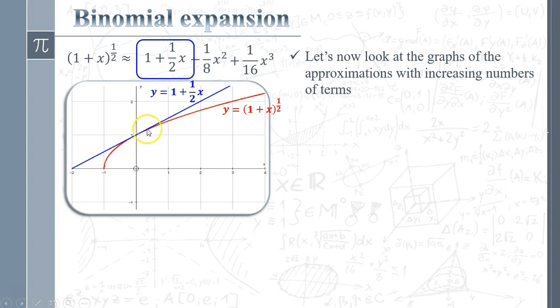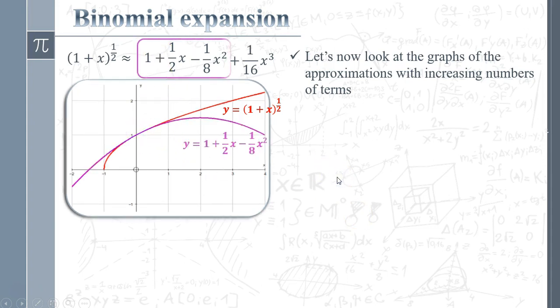But as we go away from those values, if we get further away from x equals 0, you can see that the blue line diverges from the red line. The blue line down here diverges from the red line. So it's reasonable to begin with, just for a small number of terms. Now let's have a look at what happens if I use 3 terms.